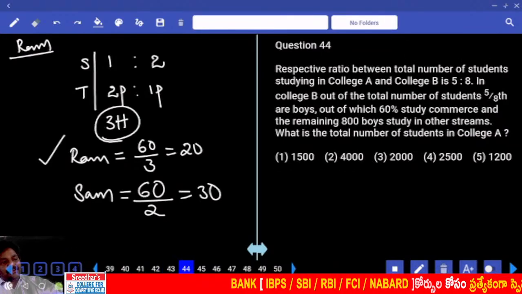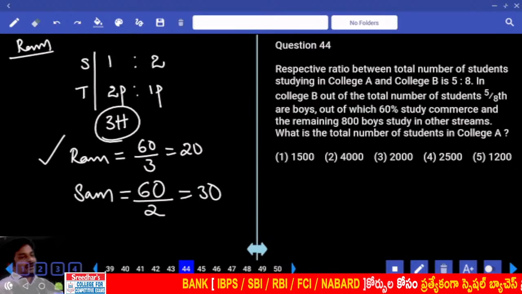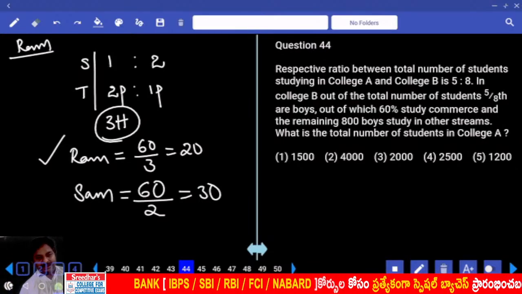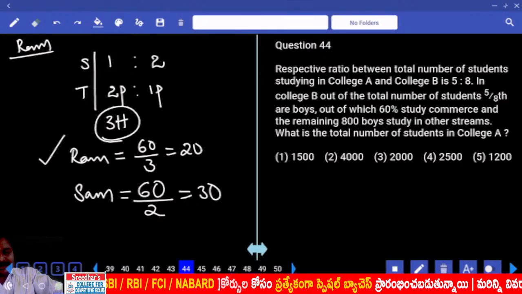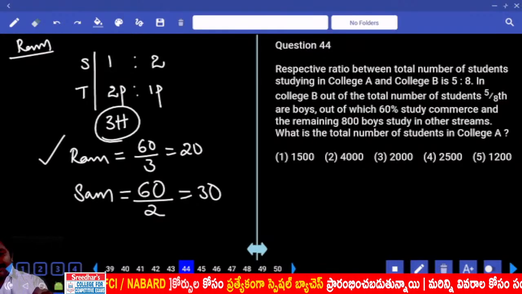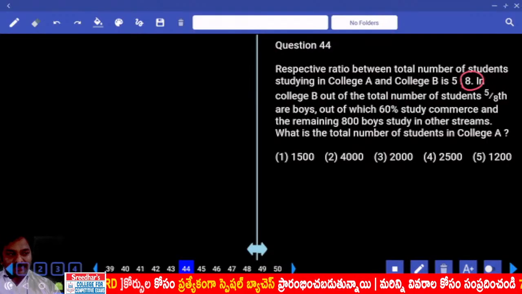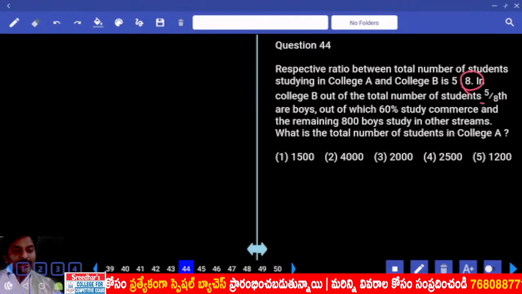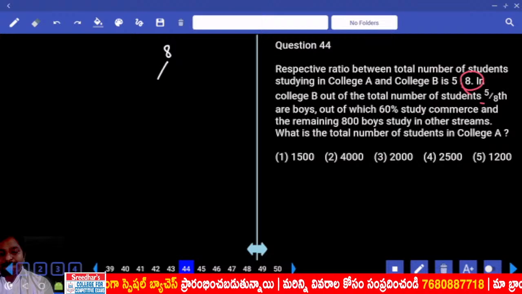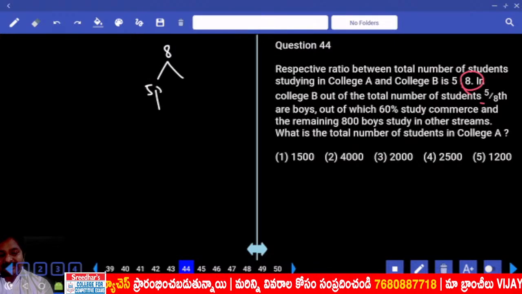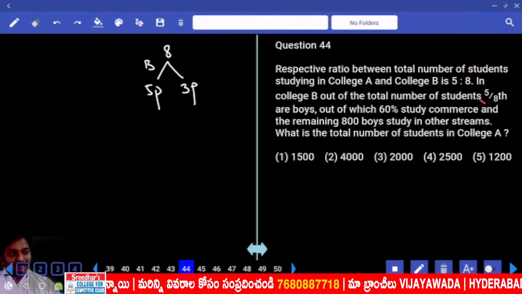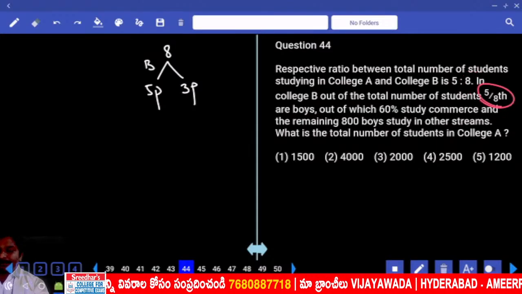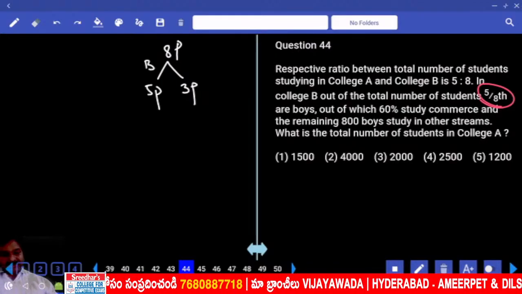The respective ratio between the total number of students studying in college A and B is 5:8. If in college B, out of total number of students, 5/8 are boys. In college B, total how many parts do we have? Out of 8 parts, boys are 5 parts. Then remaining 3 parts are girls. They said 5/8. 5/8 calculated on 8 parts. So that will be 5 parts.